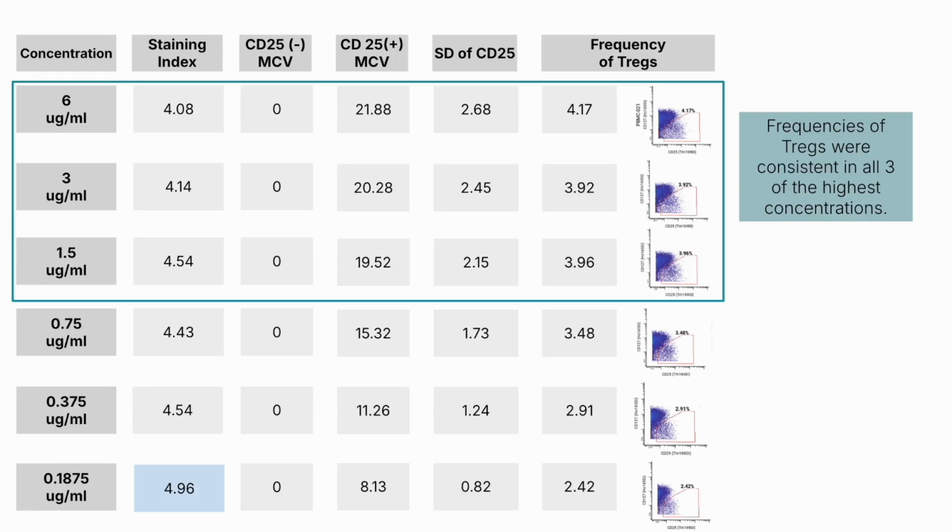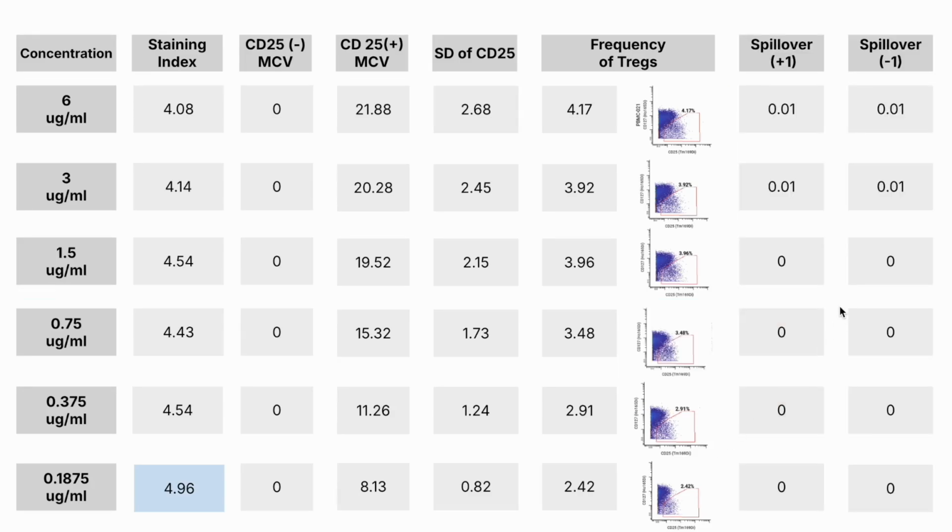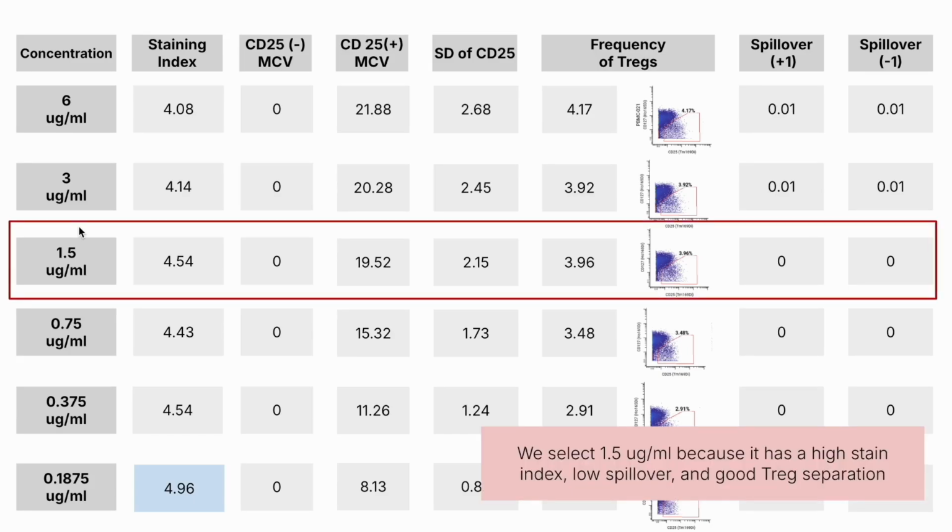And so to differentiate and help us to select the optimal concentration, we also wanted to look at the spillover, as I mentioned. And you can see here that there is minimal spillover at all of these concentrations, and there is no spillover at 1.5 micrograms per milliliter. Ultimately, that's the concentration that we selected for CD25 because it has a relatively high stain index, a low spillover, and also a good Treg separation, indicating that it'll be easy to gate Tregs.